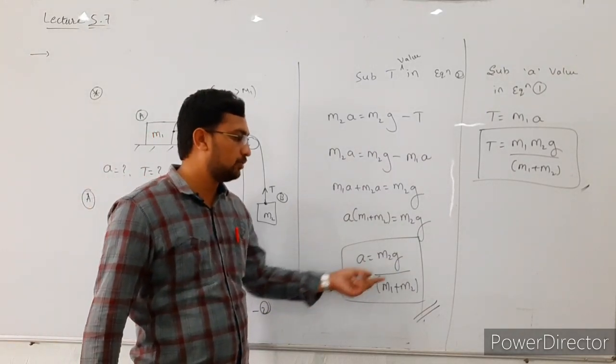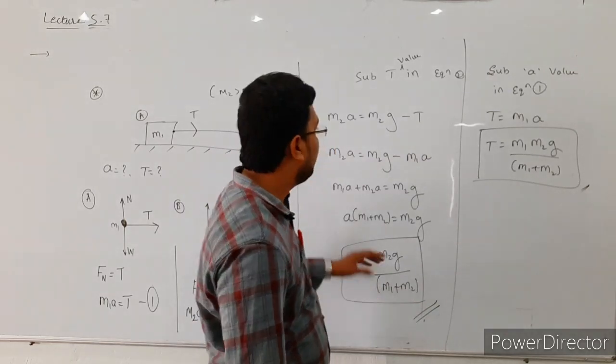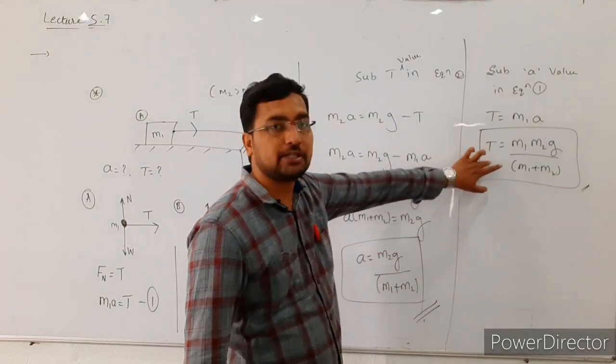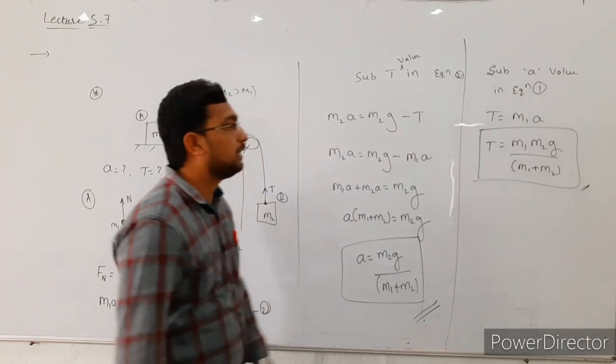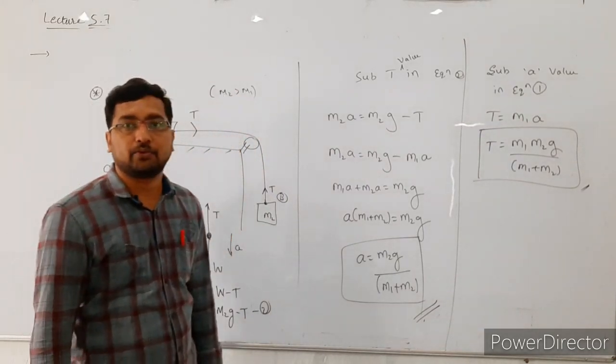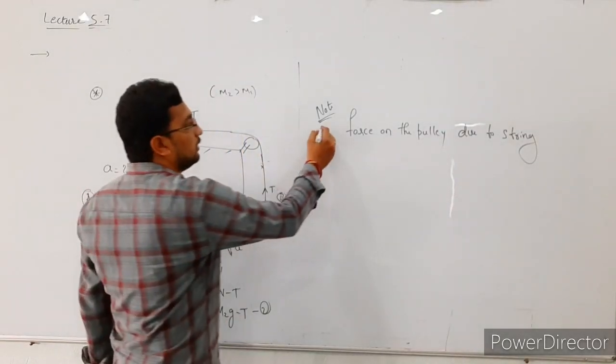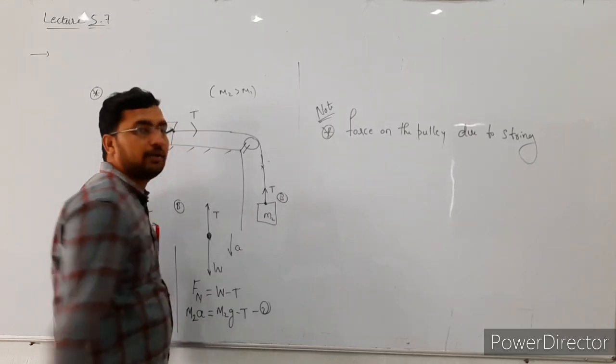A is equal to M2G divided by M1 plus M2. So next, substitute the A value in equation number 1, we will get the tension value T is equal to M1 into M2G divided by M1 plus M2. Okay, see here, the next one, the force on the pulley due to the string.